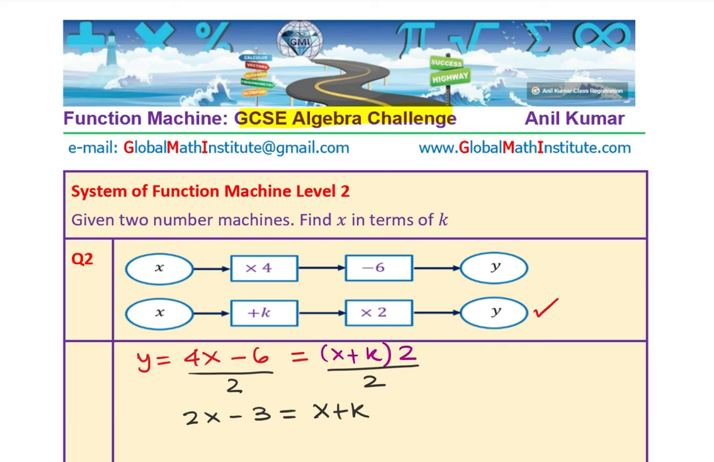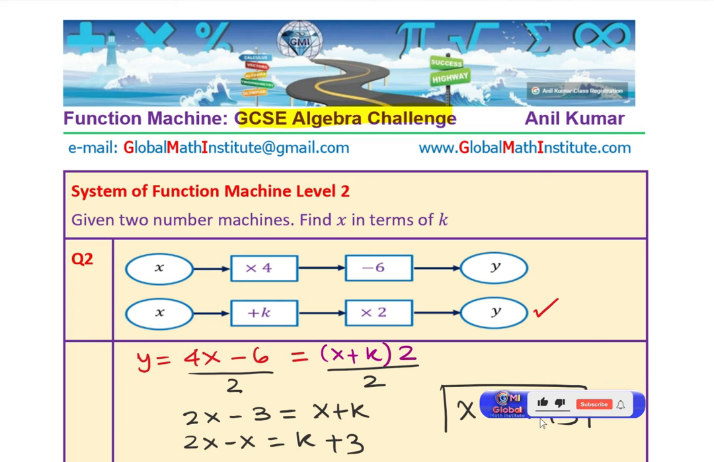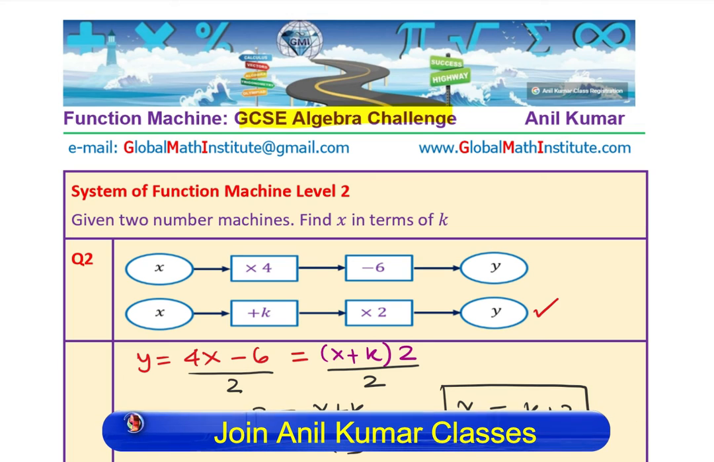Now we can solve this particular question. Bringing x together, we get 2x minus x equals to k plus 3. And 2x minus x is x, and therefore x is equals to k plus 3. Makes sense? So that is how you should be solving the given question. I hope the steps are absolutely clear.